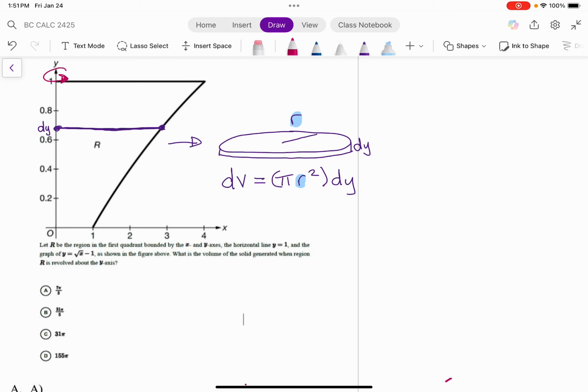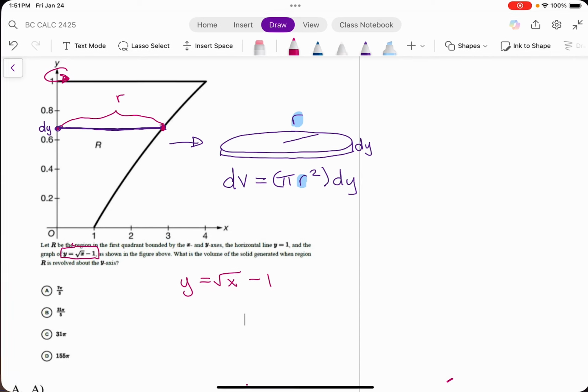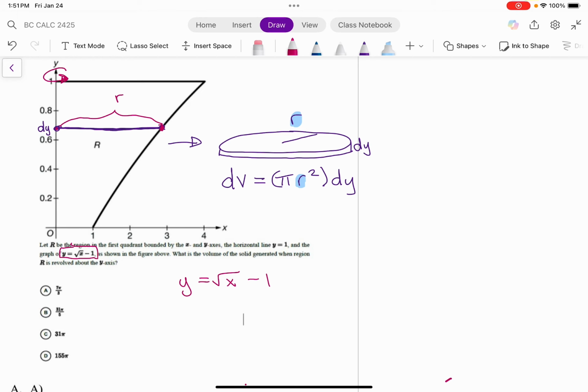Now, r is this. That's a horizontal distance, so I need to basically subtract the x-coordinates of these 2 points here. What are the x-coordinates? Well, I know I'm on the curve y equals root x minus 1, but we're not going to use that. We don't want the y, we have to name all the points in terms of y, so I need to name the x-coordinate in terms of y. Right now I have the y-coordinate in terms of x.